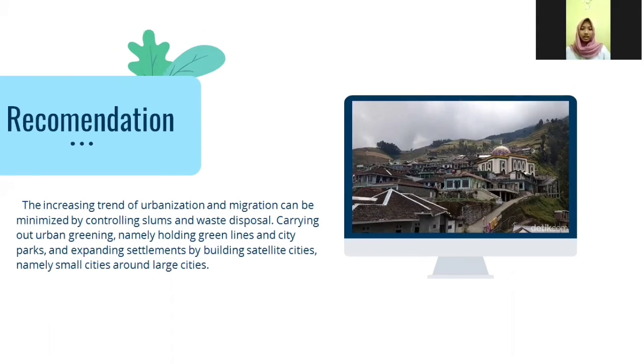Recommendation. The increasing trend of urbanization and migration can be minimized by controlling slums and waste disposal, carrying out urban greening, namely holding green lines and city parks, and expanding settlement by building suburban cities, mainly small cities around large cities. I hope that the community and the government can contribute to overcoming the problem of increasing urbanization and migration in the region so that they will be able to overcome the various problems that arise.